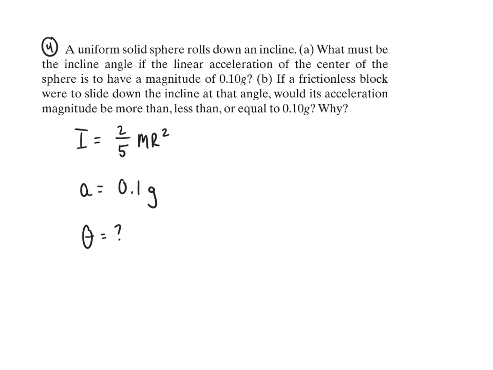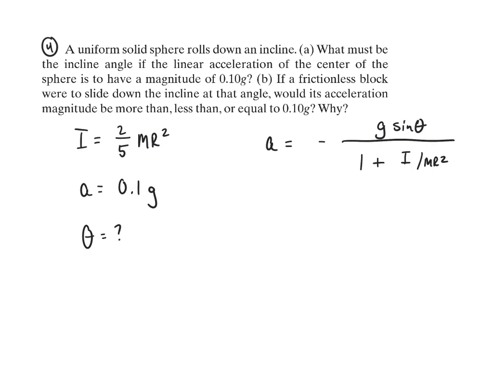So if we use the formula that we had a moment ago that said a equals negative g sine theta over 1 plus I over mr squared. That's the formula we had written down on that previous page there. So we're going to use this formula to simply solve for theta.